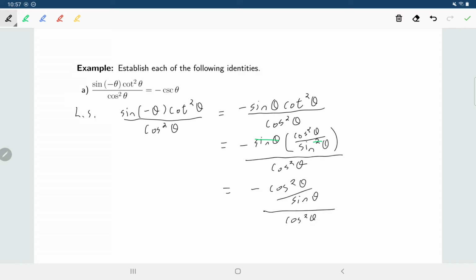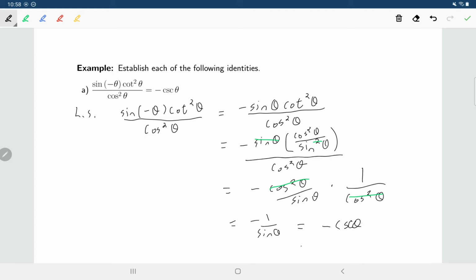Now, of course, if it's all over cosine squared theta, that's like it's all over cosine squared theta over 1, which is the same thing as multiplying the whole thing by 1 over cosine squared theta. So actually, that line that I had previously could be rewritten as negative cosine squared theta over sine theta times 1 over cosine squared theta. And I can see now that the cosine squareds cancel very nicely, leaving me with just negative 1 over sine theta, which is the same thing as negative cosecant theta, which is my right side.